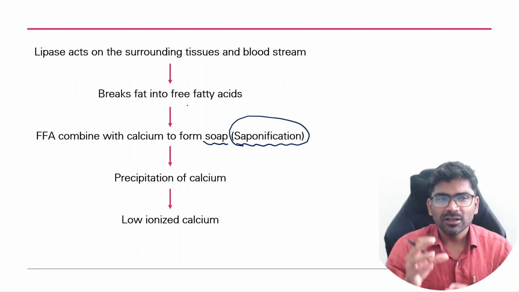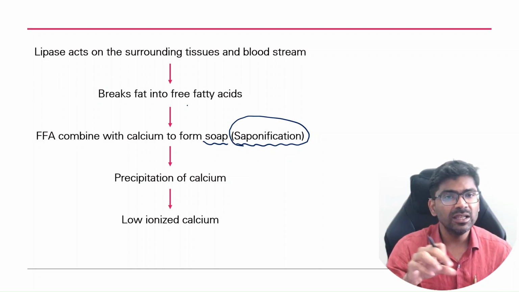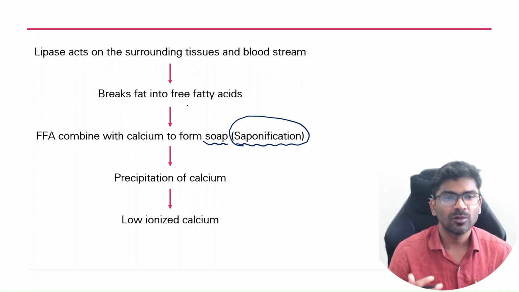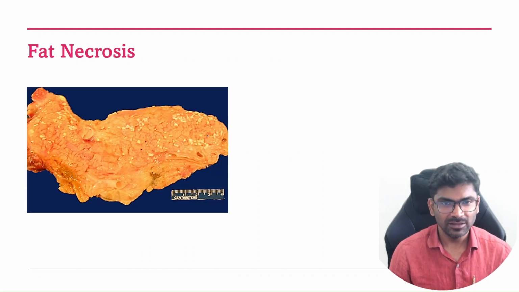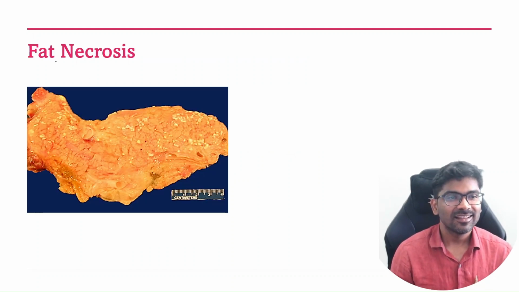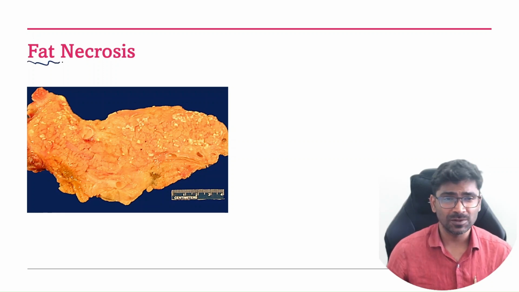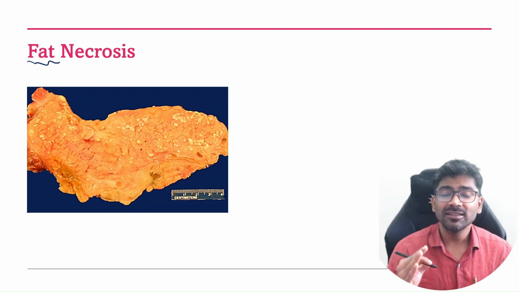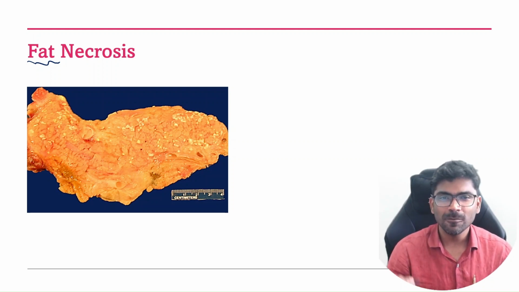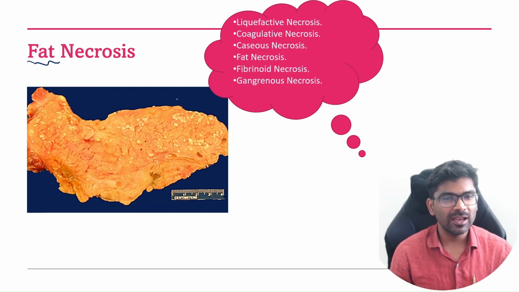What about lipase which is being released into the surrounding tissue? What happens to that lipase? Let us discuss that also. Look at this image. What are you seeing here? It's written fat necrosis. So in Robbins, you might have studied the types of necrosis. Can you recall? Liquefactive, coagulative, caseous, fat, fibrinoid, and gangrenous.